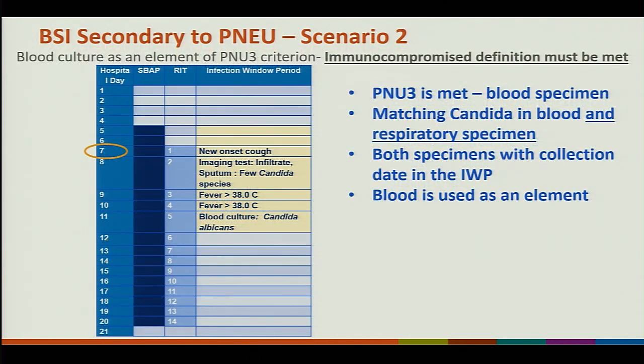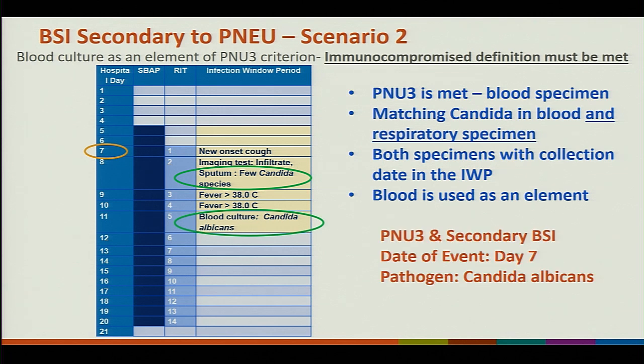Okay, here we have Candida in the blood. In this particular instance, the patient does meet the immunocompromised definition. You have Candida in the blood. You have a sputum. Again, this is one of the only times you can use that expectorated sputum, with Candida matching the blood, Candida albicans. They both are in the 7-day IWP. The patient is immunocompromised, so the Candida can be attributed as a secondary BSI to the pneumonia event.